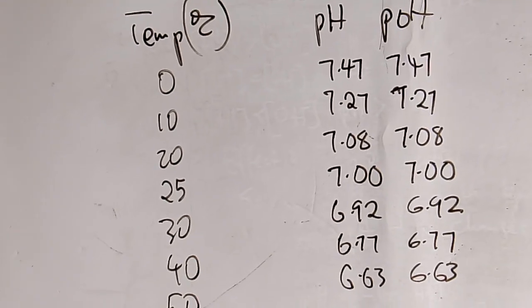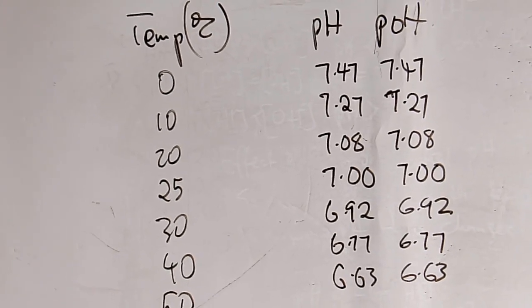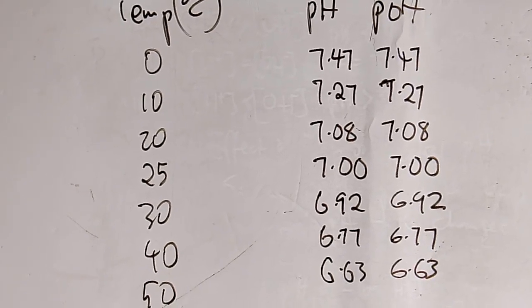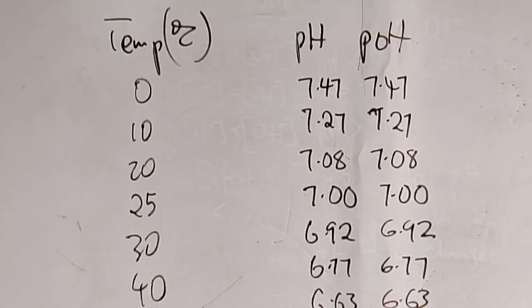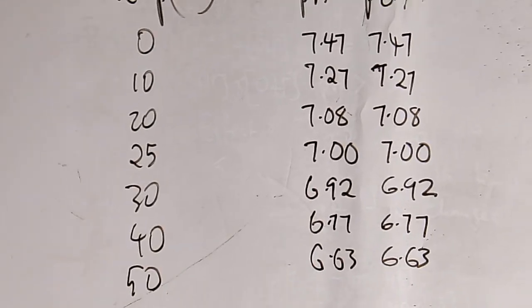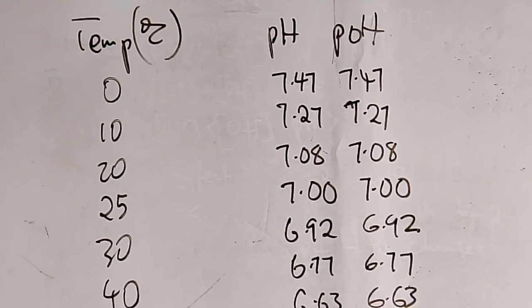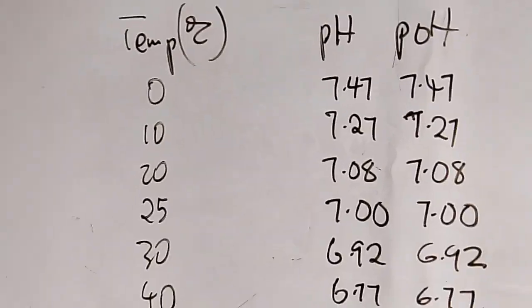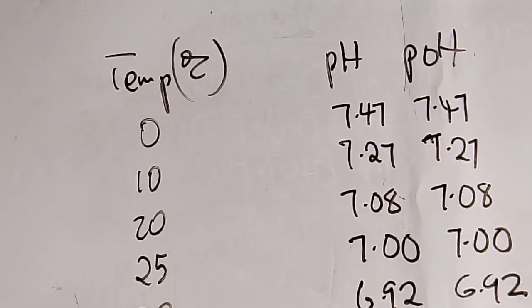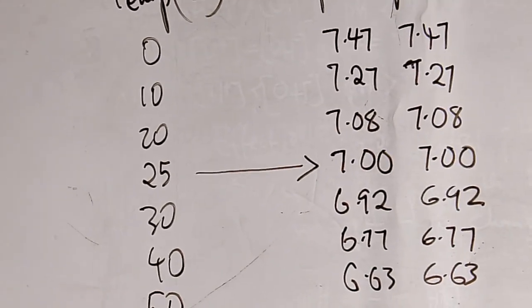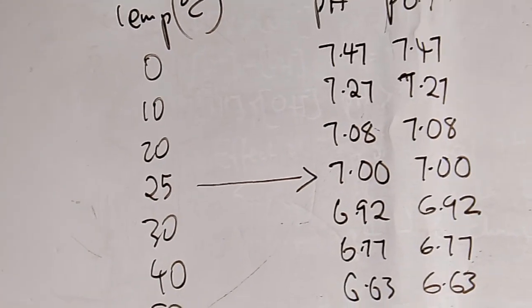Okay, so here you can see clearly that as the temperature increases, the pH goes down. Okay, it reduces. You can see at 0 it is 7.47. Then as it reaches 50, it goes to 6.63. As the temperature increases, pH decreases. Then the one that we are used to is at 25, which is a pH of 7, neutral.